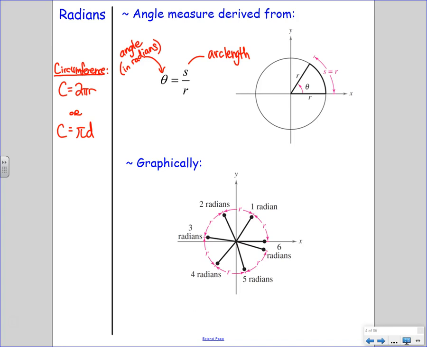So arc length, distance around. Circumference is the entire distance around. Arc length is the distance around just a portion of it, and that portion is enclosed by an angle. Okay. So arc length and then r, well guys, it's a circle. We know r. R is just the radius. So we have angle in radians is equal to the arc length over the radius.